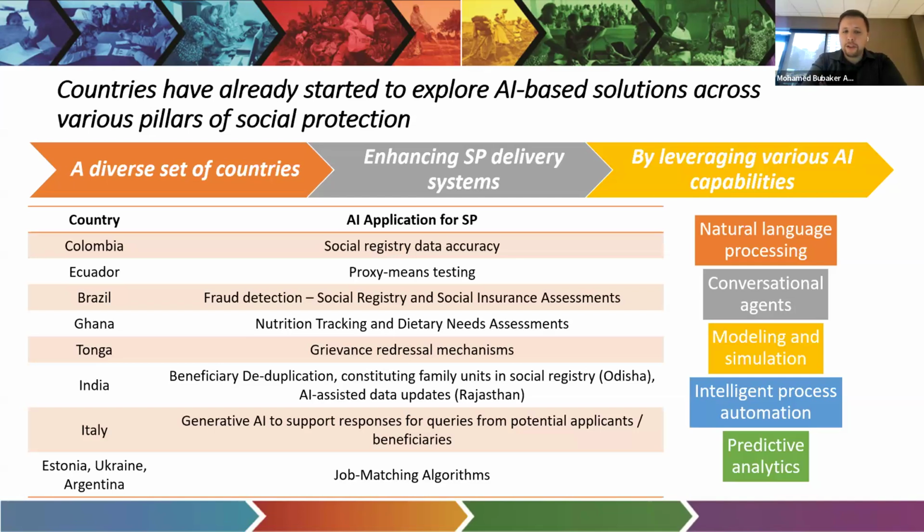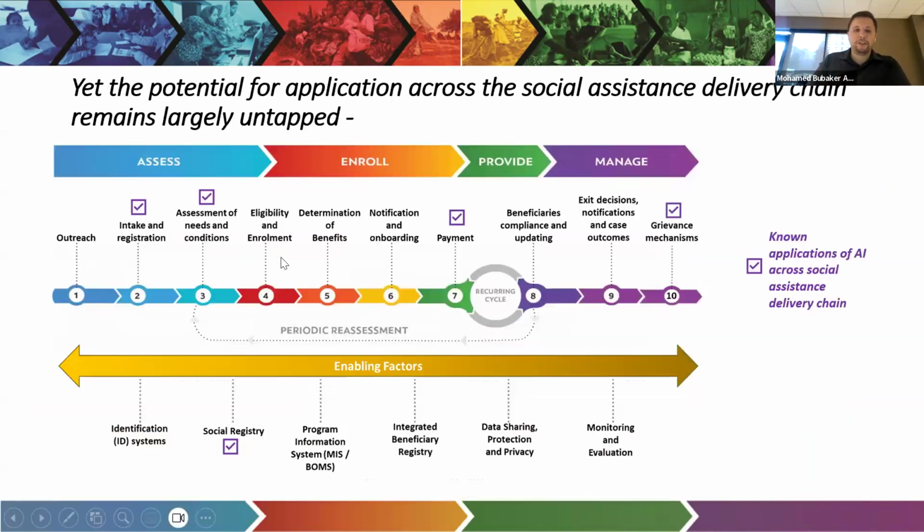For example, it's either in social registry data accuracy or proxy means testing enhancement. We see a lot of use in fraud detection, double dipping, deduplication, and identifying all of those aspects. But Ghana was an interesting case where they use AI for nutrition tracking and dietary needs assessments. So we see countries have already started to explore AI solutions across multiple pillars of social protection.